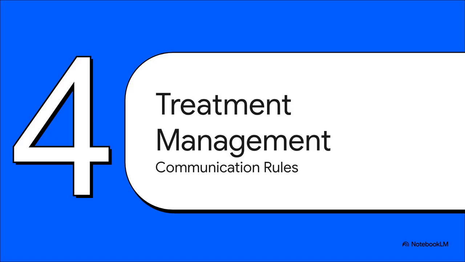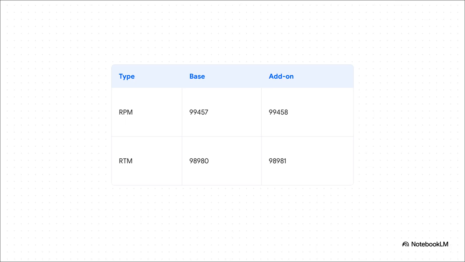Moving to Part 4, Treatment Management and Communication. This breakdown is basically your playbook for management time in a single calendar month. Notice that these are time-based codes. For RPM, your base code for the first 20 minutes of management is 99457. Then you can stack the add-on code 99458 for each additional 20 minutes. Over on the RTM side, you use 98980 for the first 20 minutes and 98981 for each additional 20.